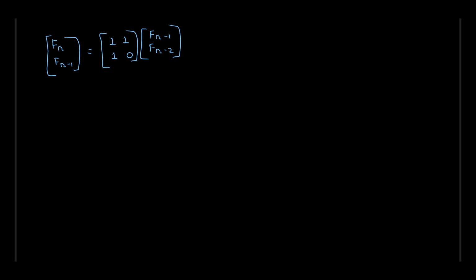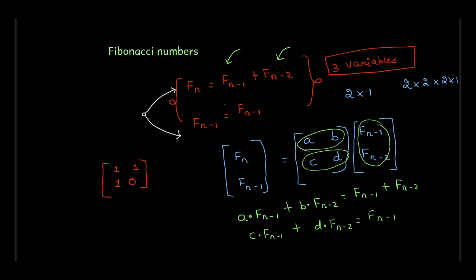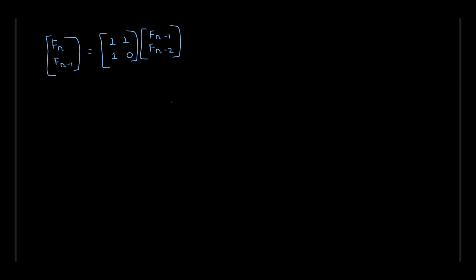Now how does this help us? Because this is just rewriting things in a fancy matrix way, but how does it help us? So let's call this matrix A, and notice what the rows of the matrix are. The rows of the matrix are f of n followed by f of n minus 1. This means that here it is also the same pattern: f of n minus 1 followed by f of n minus 2.